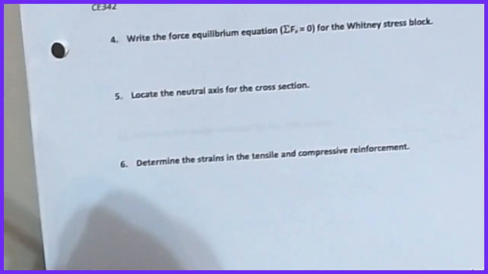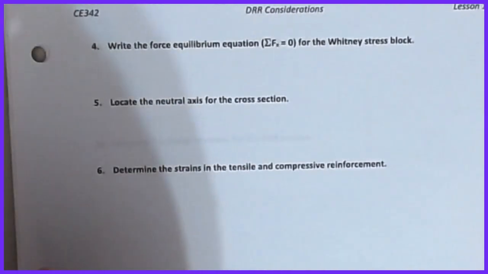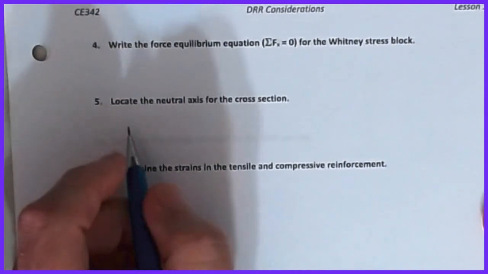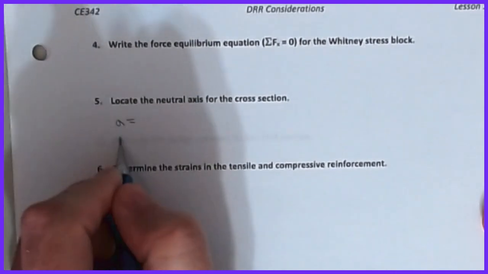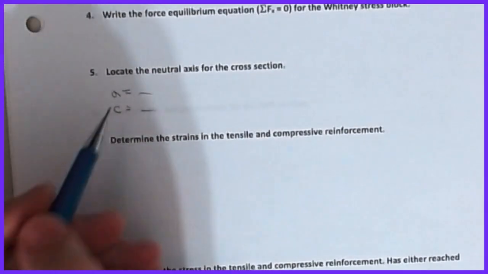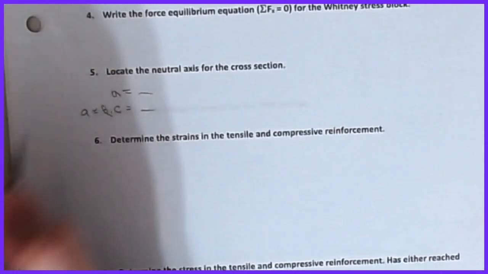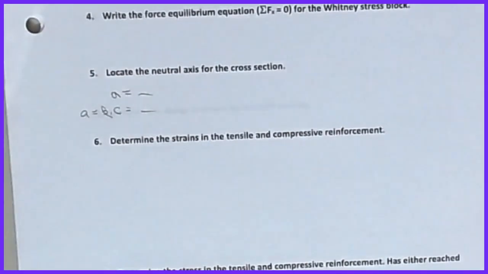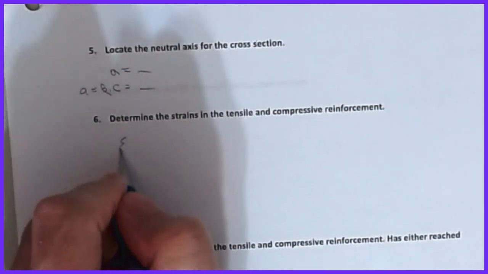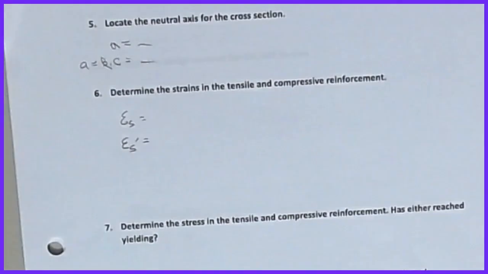Okay, once we do that, we take that picture and run through the process. We write the force equilibrium equation for the Whitney stress block. I locate the neutral axis, which means I either find A or I turn around and find C. One of those two will get it for me, because if I get A, I know that A equals beta 1 C, however you choose to go to it. And then you have to find epsilon S and epsilon S prime for the strains in the steel.